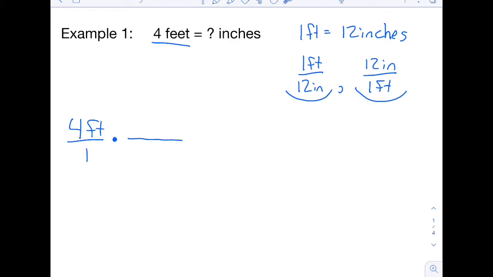And the way that I'm going to pick which one to use is I want my units, feet, to cancel out. So I want to be able to cancel feet just like I did with the fractions. So I need to pick feet in the denominator. Now that I've canceled my feet out, all I have left are inches. 4 times 12 is 48, and the only units I have left are inches.